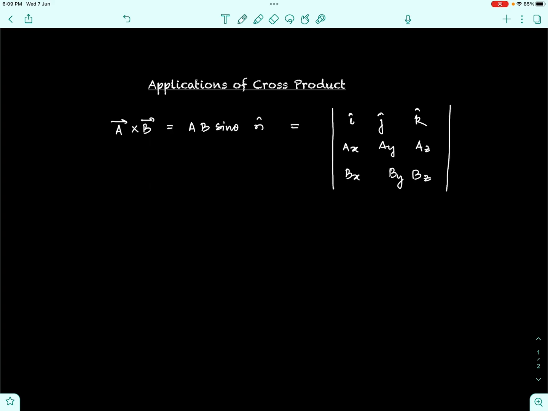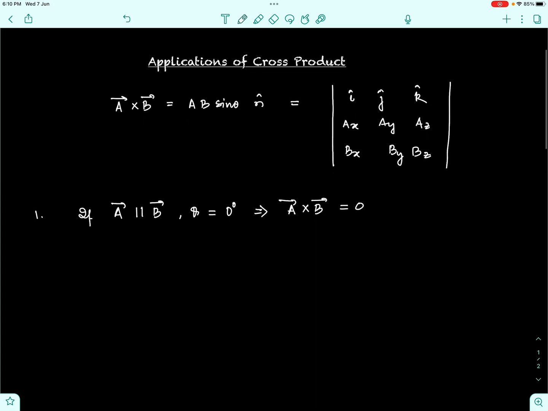Now, where do we use cross product? The first application of cross product is in checking whether two vectors are parallel to each other or not, because we know that if vector A is parallel to vector B, the angle between them theta will be 0 degrees, and that means that the cross product between the vectors will be 0. So, if somehow we get the cross product between two vectors as 0, we can say that the two vectors are parallel to each other.